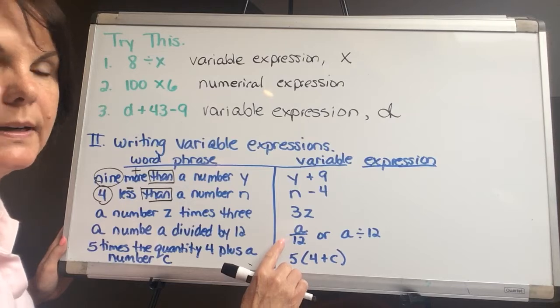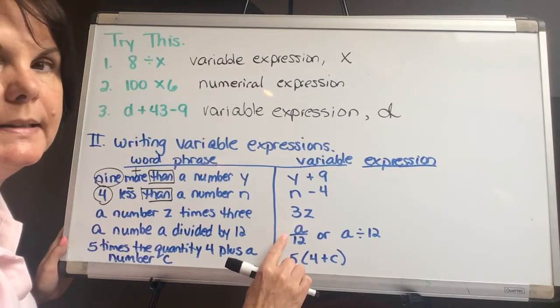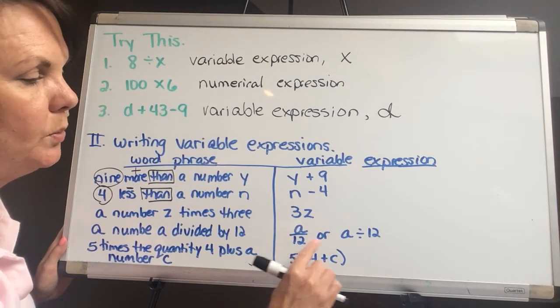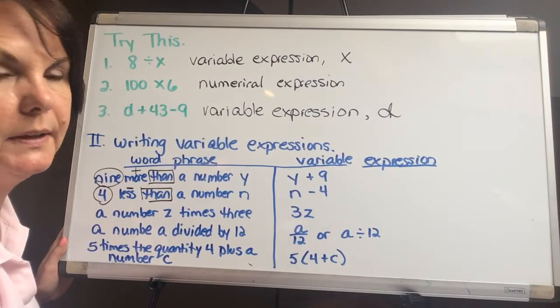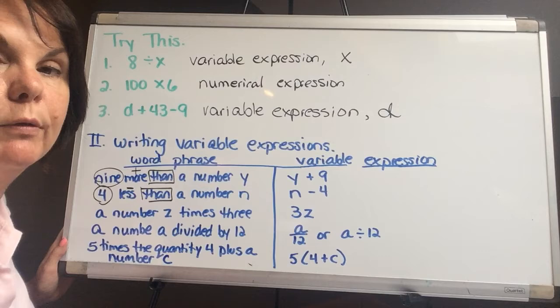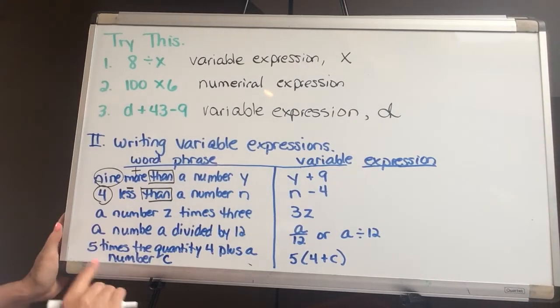A number a divided by 12. This is what I really want to see. The fraction bar means division. A divided by 12. We're going to get rid of that division symbol now, so I really prefer it being written in fraction form.